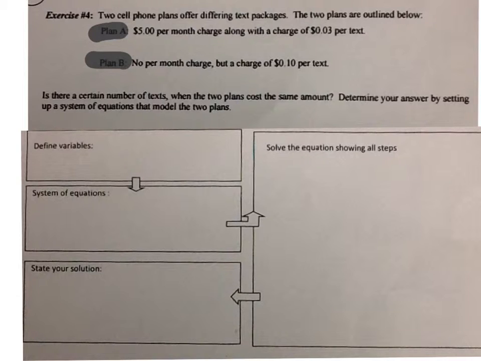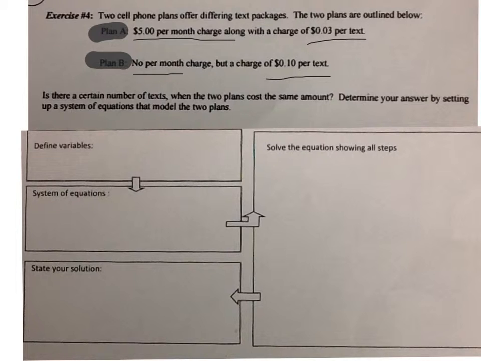Okay, so you notice that there's a Plan A and there's a Plan B. Plan A charges you $5 per month no matter what. And then they're going to charge you 3 cents per text on top of that. In Plan B, there's no monthly charge, but they charge you 10 cents per text. Plan A is going to be your first equation, and Plan B is going to be your second equation.